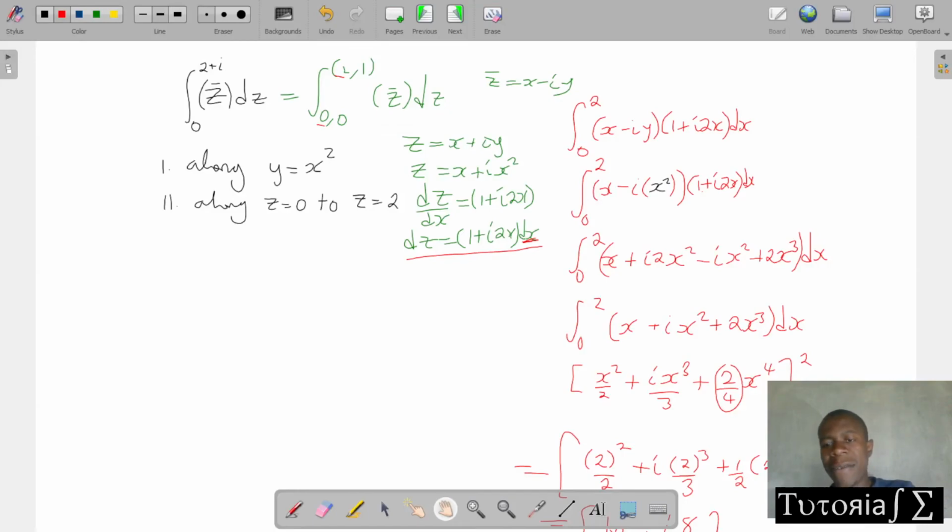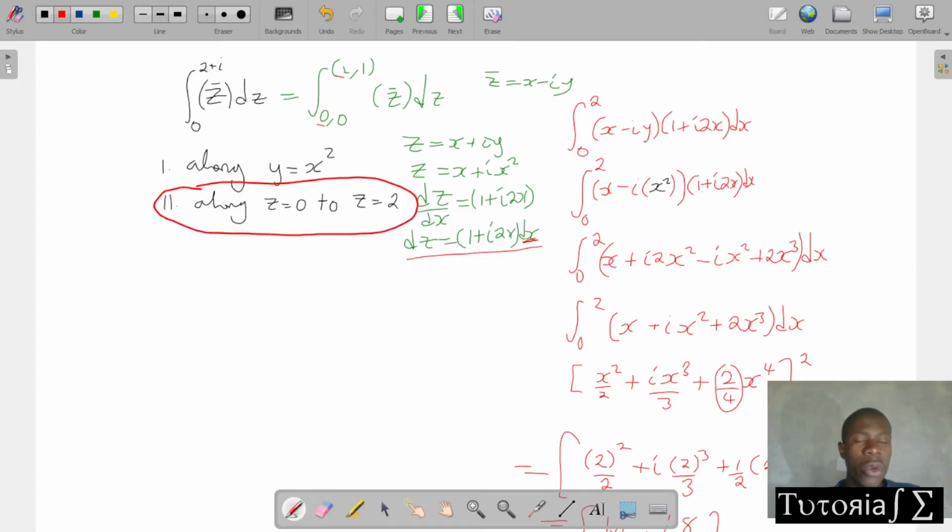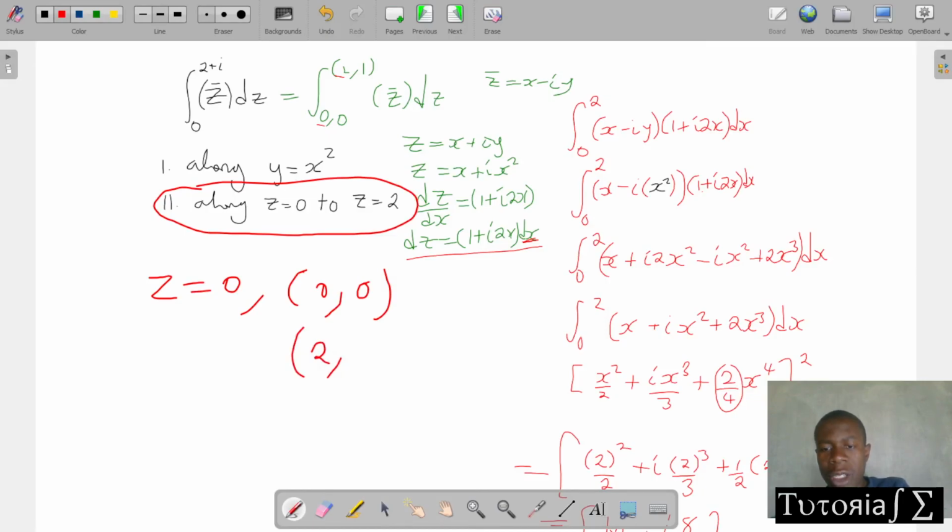Then from here, we have along the line, the second part. I'll allow you to do this one, and you can send me an email to show me how you have done the question. But along the line, this is from z equals 0, which is just the coordinates 0, 0, to z equals 2, meaning our real part is 2 and our imaginary part is 0. So you can find the equation of this line, and you do the same thing that we are doing.